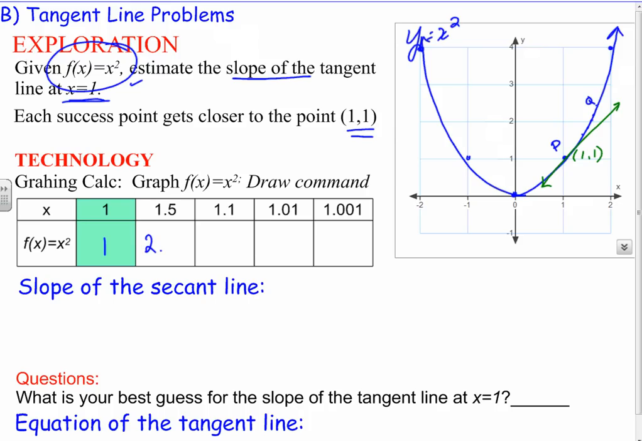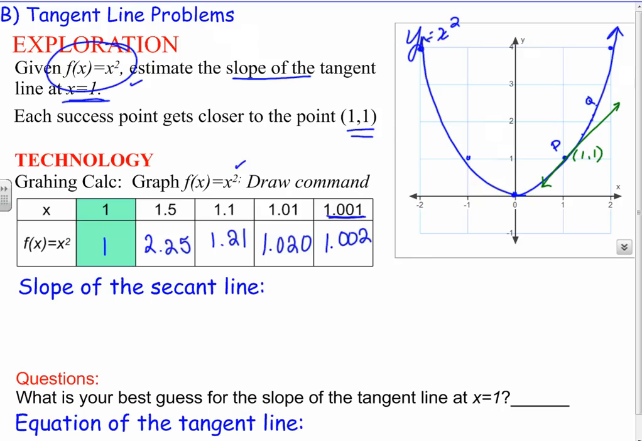2.25. If I put in 1.1, well, that's like 11 squared. 11 squared is 121. Move the decimal point twice, I'm at 1.21. If I take 1.01 and square it, I'd have 1.0201. And if I'm really getting close to 1, greater by a thousandth, I would put 1.001 in, square it, and you come out with 1.002.